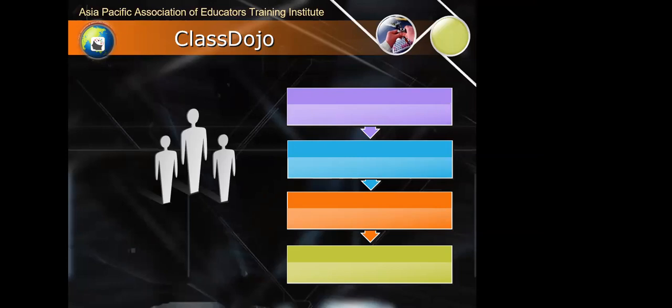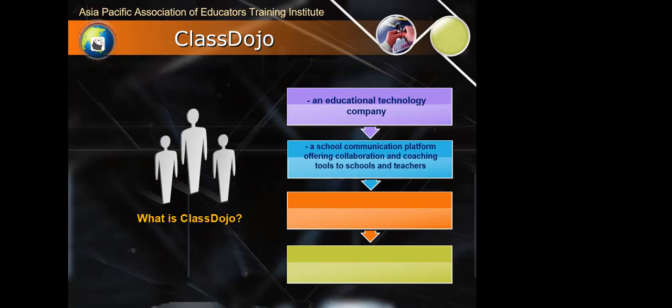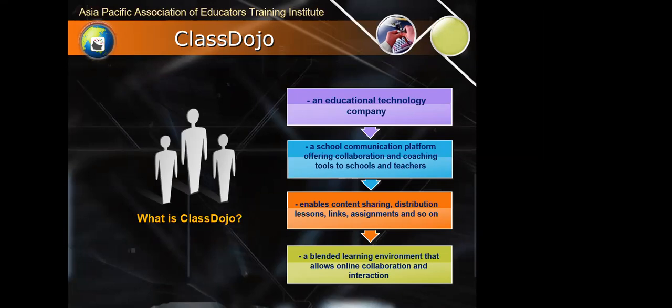So what is Class Dojo and how does it work? Class Dojo is an educational technology company. It is a school communication platform offering collaboration and coaching tools to schools and teachers. It enables content sharing, distribution of lessons, links, assignments, and so on. It is a blended learning environment that allows online collaboration and interaction. It's a school communication platform that teachers, students, and families use every day to build close-knit communities by sharing what's being learned in the classroom through photos, videos, and messages.